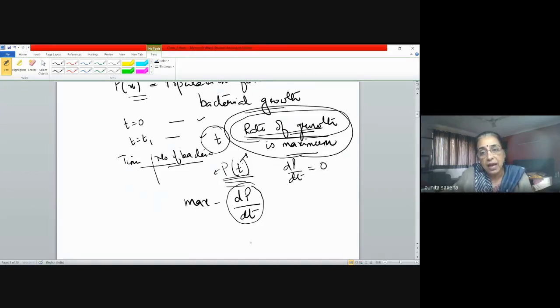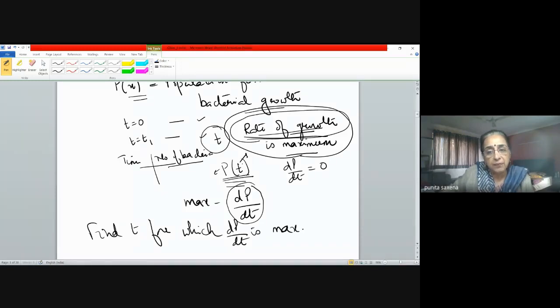So that means I have to find P for which dP by dt is maximum. So that is not a different issue. I mean, that is not a tough issue, because instead of maximizing P, I'll now be maximizing dP by dt, because my dP by dt is also a function of time. So basically my initial function, or my P or my Y or my F, is actually dP by dt, right?